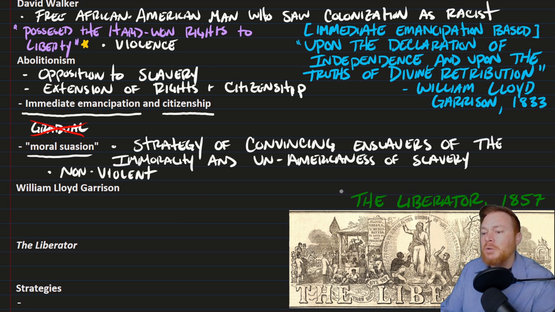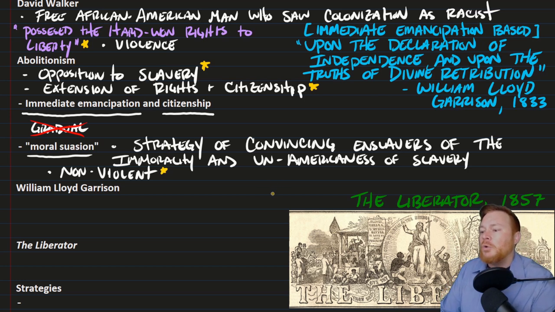But this is also important in understanding where the abolitionists come from. So again, to be an abolitionist, not only do you have to oppose slavery, that's step one, you also have to oppose it and then advocate for the extension of citizenship and rights, not just to former slaves, but to all free Blacks in the United States. And you must also follow essentially a nonviolent persuasion type of policy.